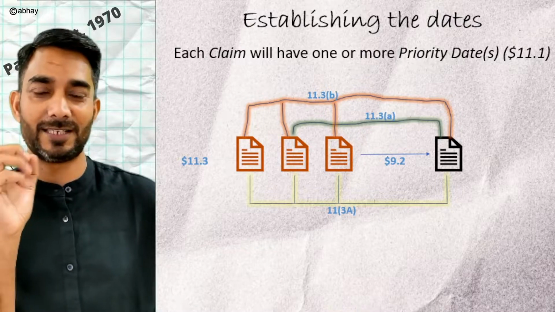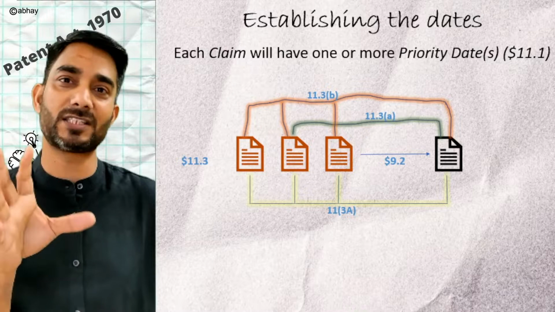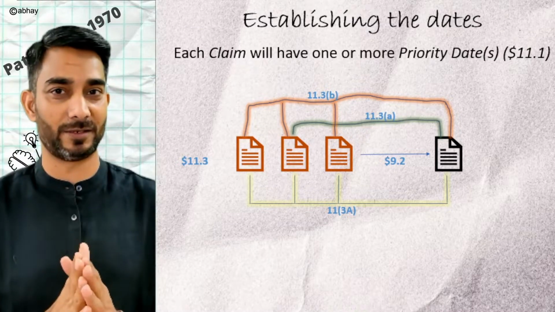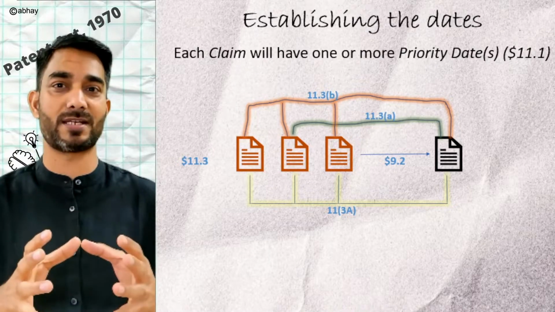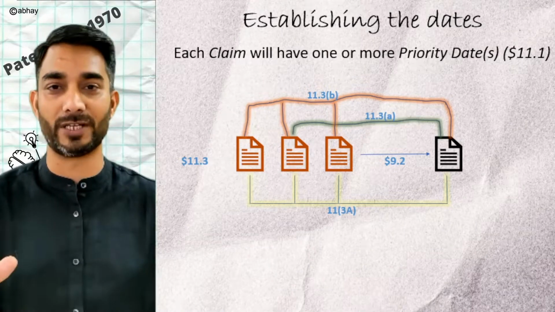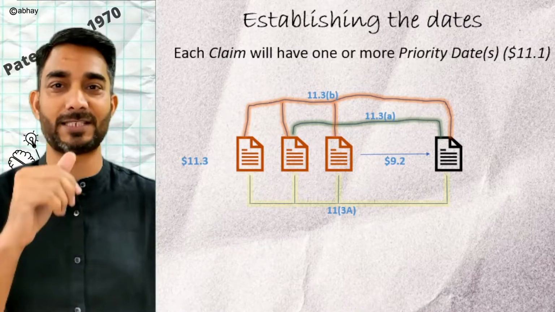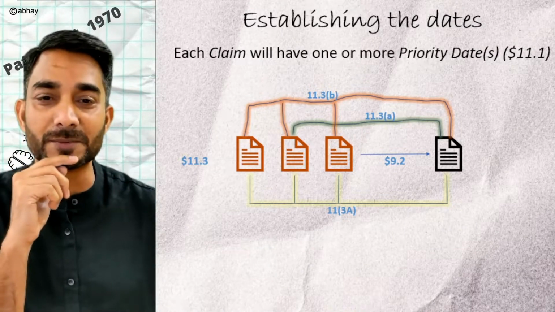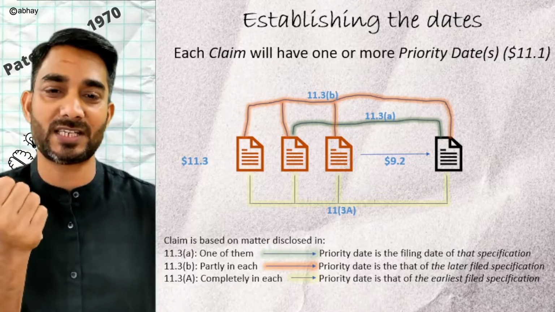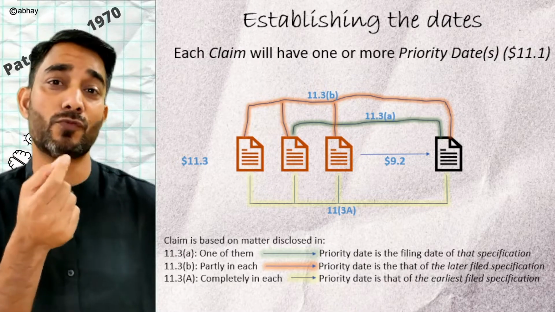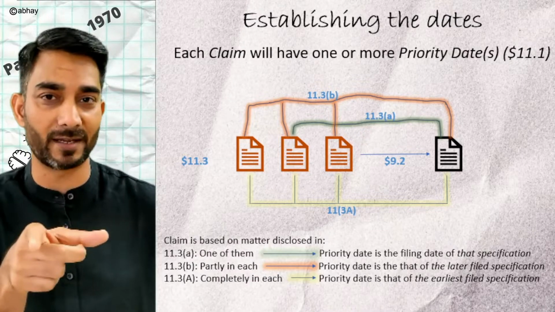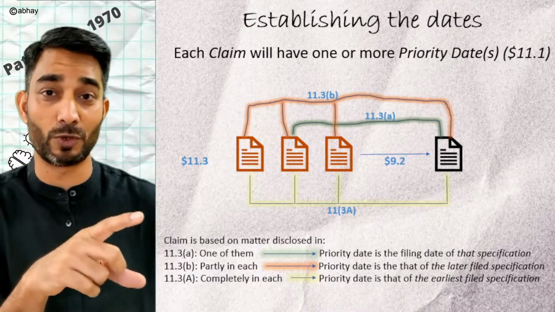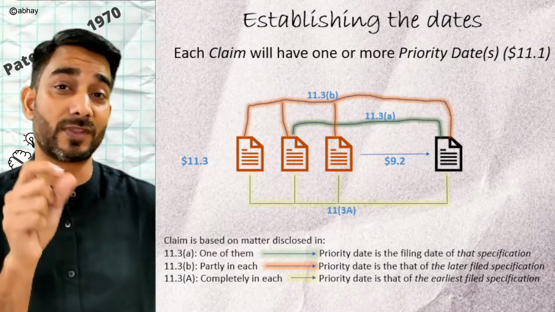How do we decide the priority date in such cases? Fairly, it should be based on where the subject matter was disclosed completely, because that's where you have let out the idea to the public fully, isn't it? Let's see how the priority date is calculated in such a case. So in the first case, when it was depending on one of them, the green line, the priority date would be the date of filing of that application.